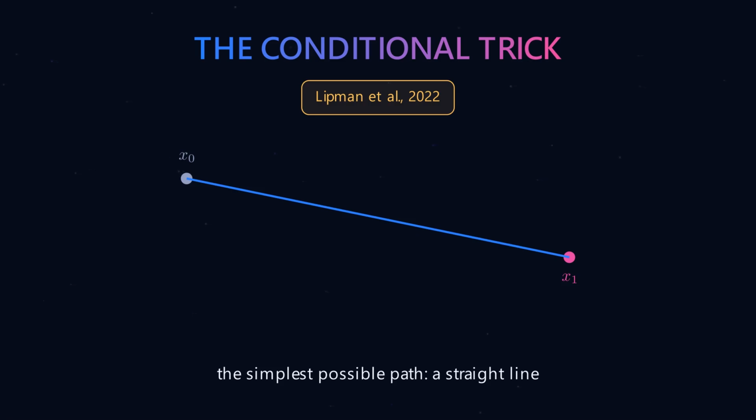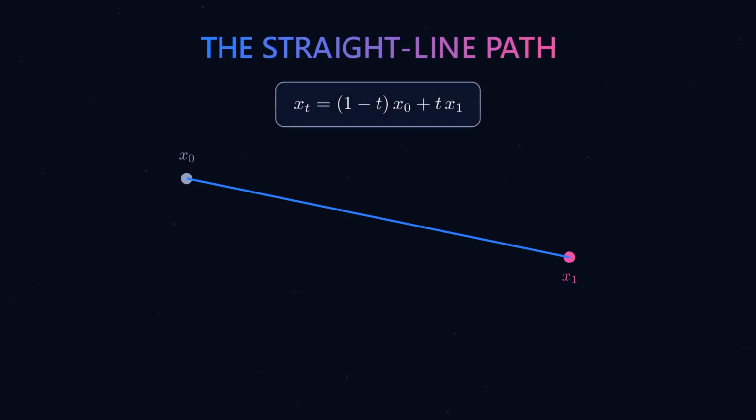Take one real training image, x1. Take one random noise sample, x0. Now just define the simplest possible path connecting them, a straight line. This is the conditional probability path, and its formula could not be simpler. Write it out. x_t equals (1 minus t) times x0 plus t times x1.